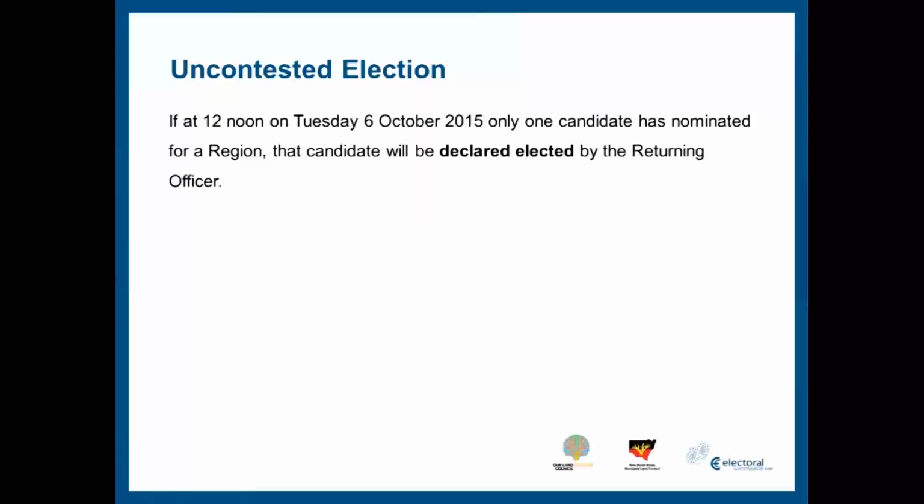If at 12 noon on Tuesday the 6th of October 2015 only one candidate has nominated for a region, then that candidate will be declared elected unopposed by the returning officer for that region.